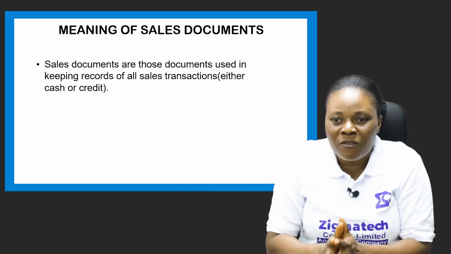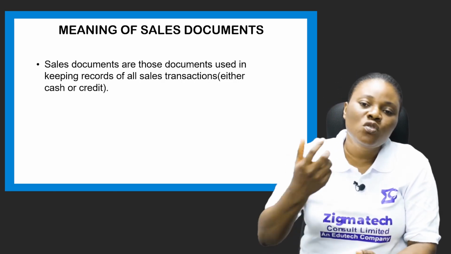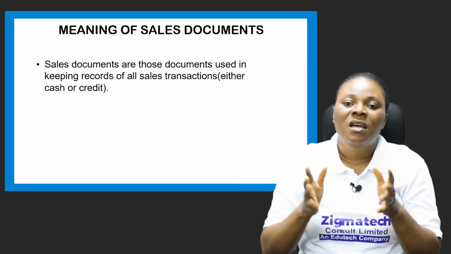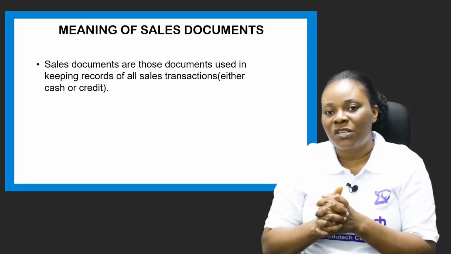There is, as at that time of purchase, or as at that time of buying of the goods, no immediate exchange of cash. So that is what we refer to as credit transactions. Now, why do I have these two types of transactions?